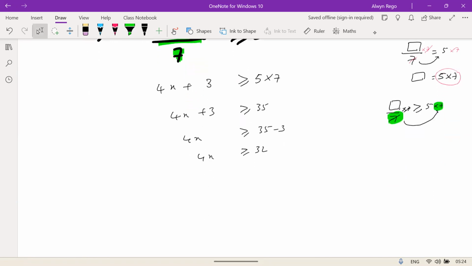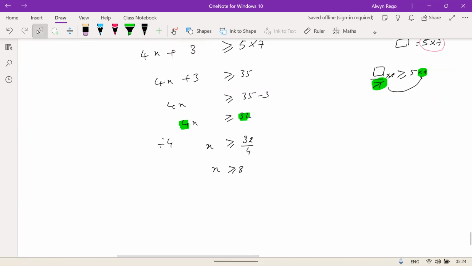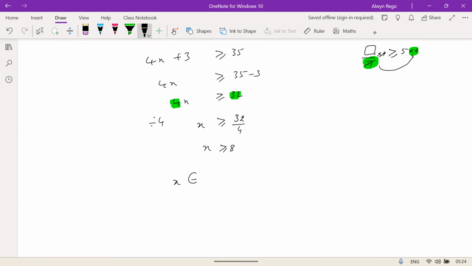Now you find that again, to get rid of this 4 here, I must divide both sides by 4, and 4 is a positive number, so inequality will not be disturbed. So you divide by 4, you find that x is more than or equal to 32 by 4, therefore x is more than or equal to 8. Therefore you find that x belongs to, or the solution set is, 8 to infinity. Always write the smaller on the left side here.